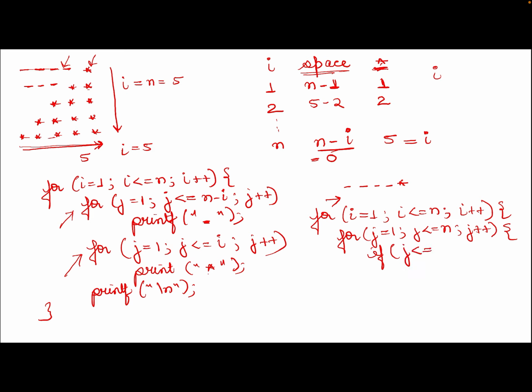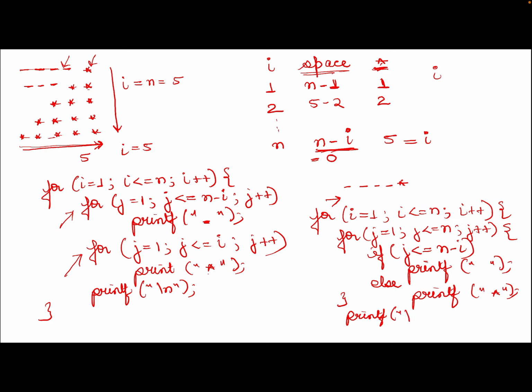So if j is less than or equal to n minus i, it will print the space, else I will print this asterisk. Once I print this, I will print the new line character so that control can move to the next line, and I close this for loop.